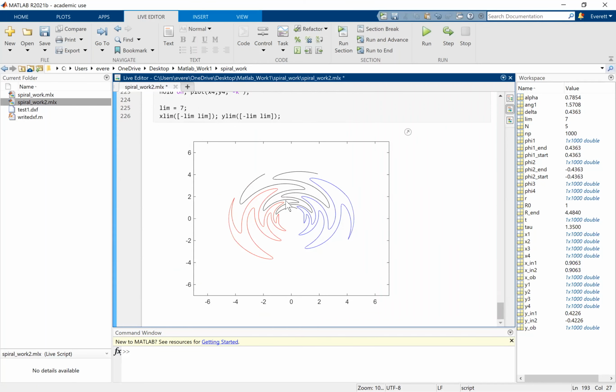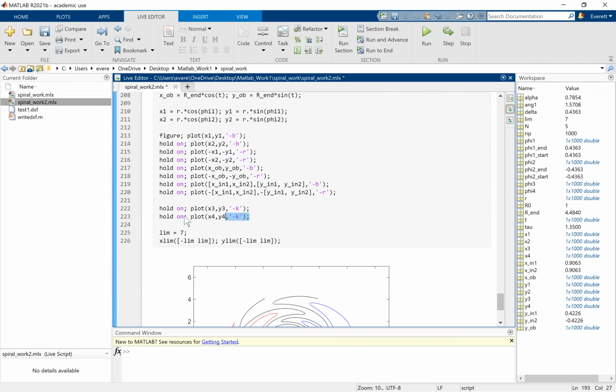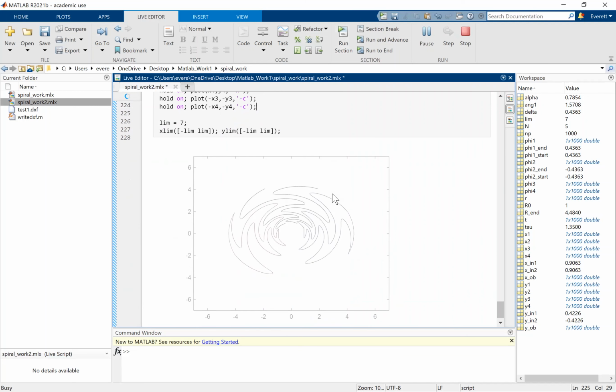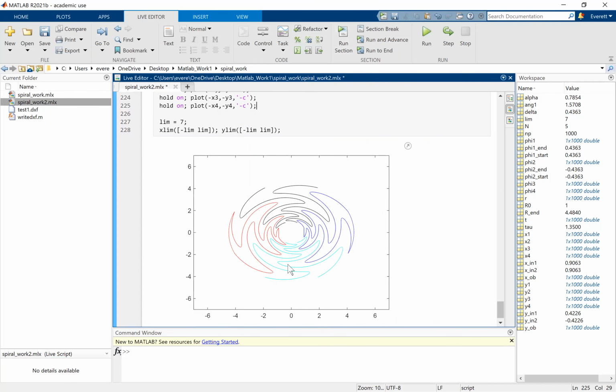And there we go. We have our third sinuous arm. And again, if we want to make our fourth one, we just take these and we make them negative. So this is negative x3, negative y3, negative x4, negative y4. And let's make these cyan. All right, and there's our fourth sinuous antenna arm.